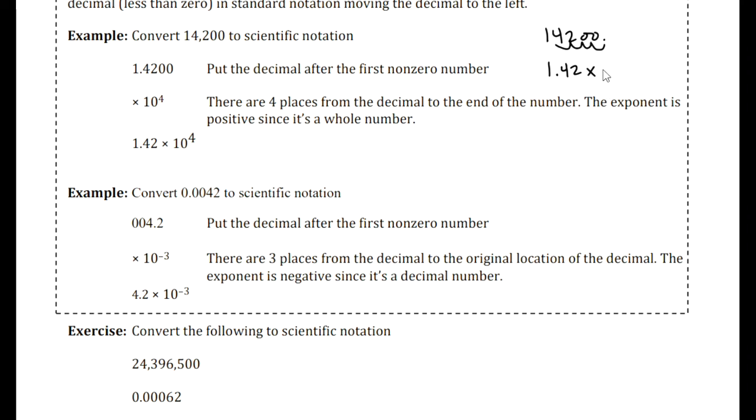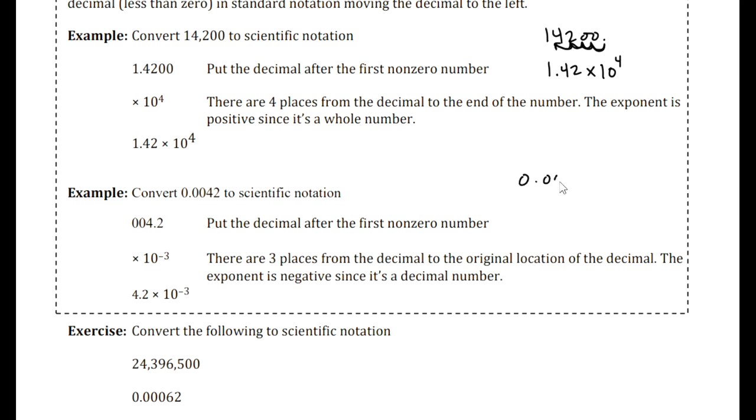So we have 1.42 times 10, and since 14,200 is larger than 1.42, we're going to have 10 to the fourth power, because we moved the decimal place 4 times. 1, 2, 3, 4 times. So 1.42 is a number between 1 and 10. That's the A times 10 to the power 4.